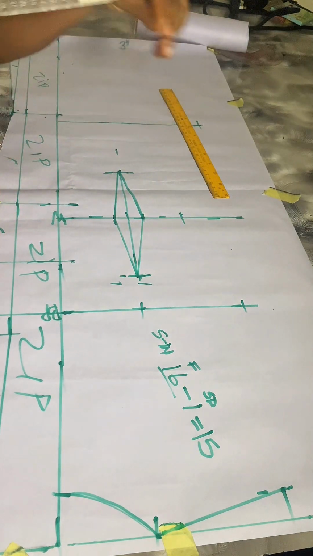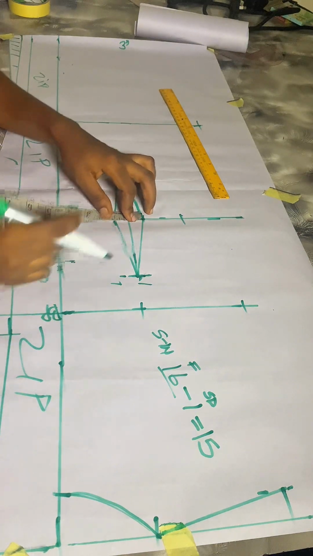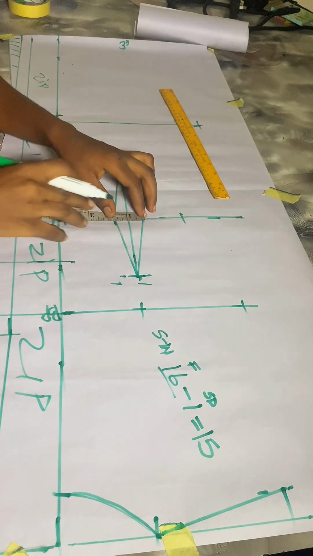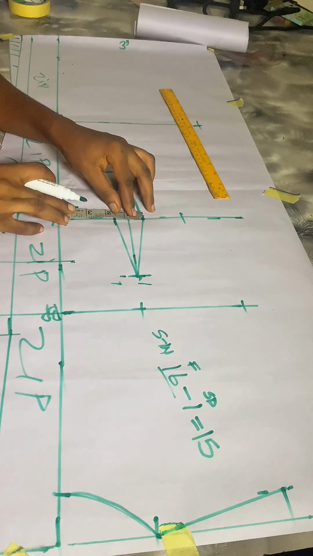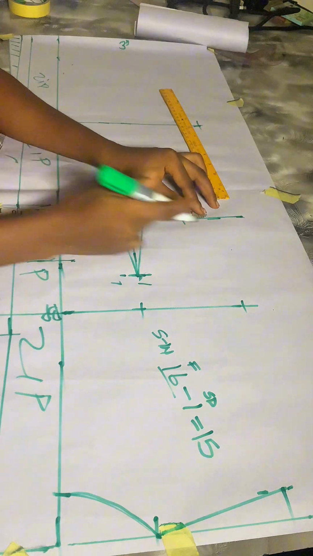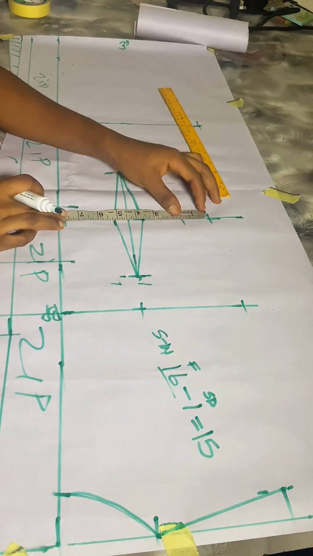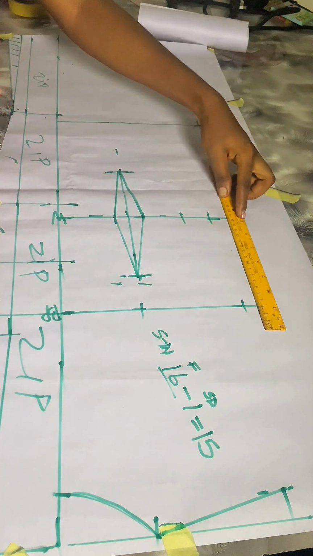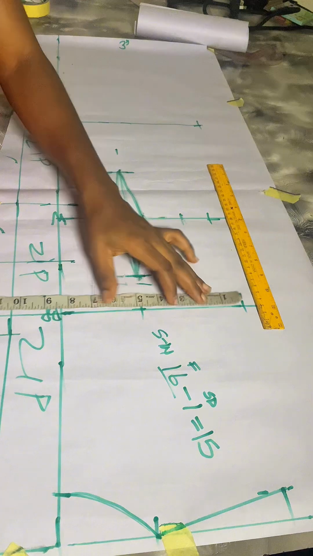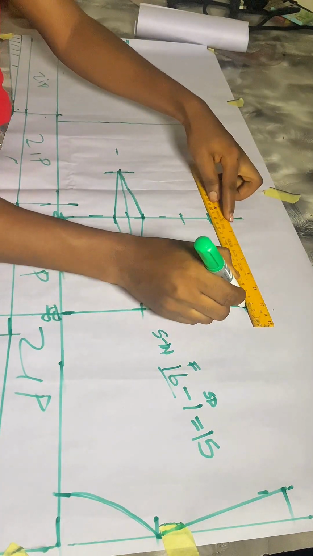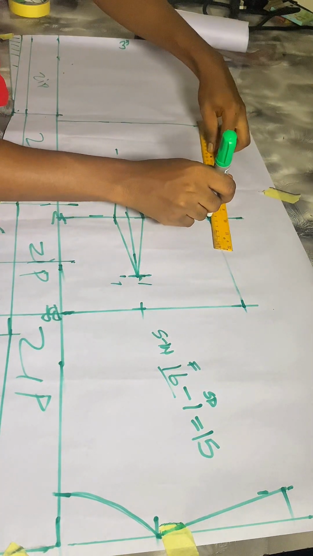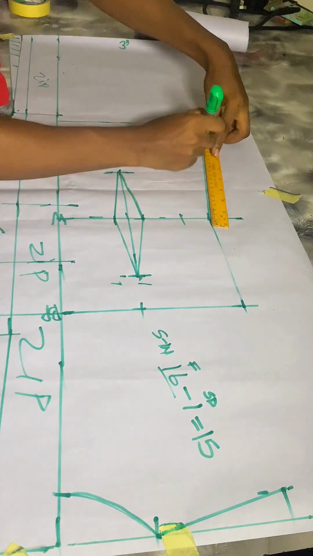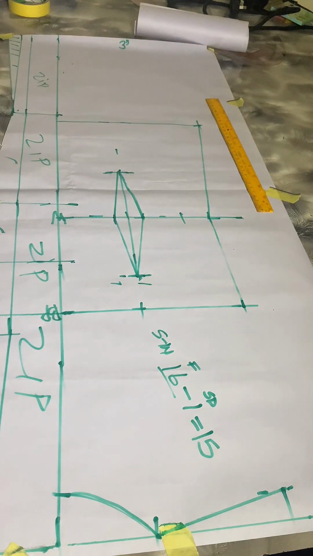And I said anything you remove from the body, any darts that you remove, you are going to replace it back. So we remove 1.5 from the dart here. We are going to put the 1.5 here. Right? So this is it. Then you are going to connect it.